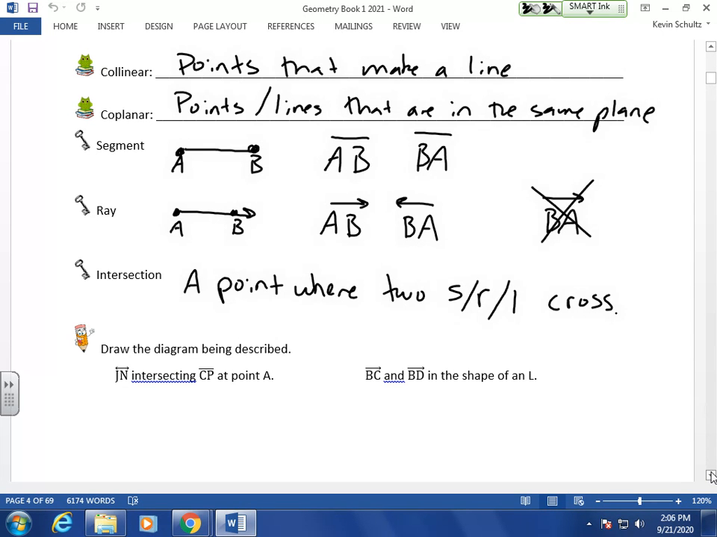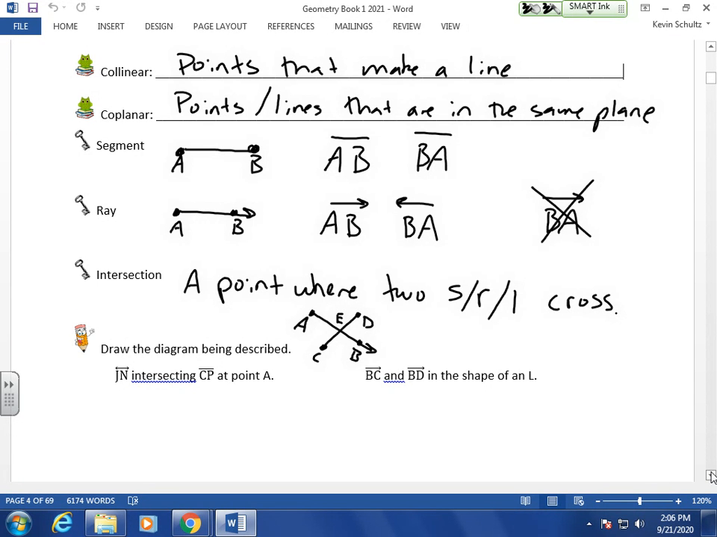So for example, if we've got ray AB and we've got segment CD, we could label this intersection point as point E. Okay? And that's where they would intersect.